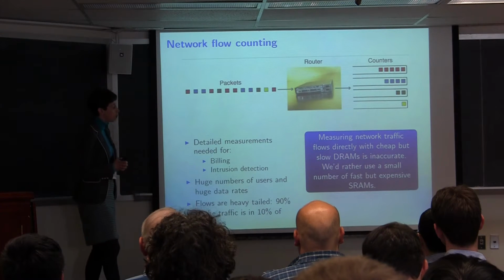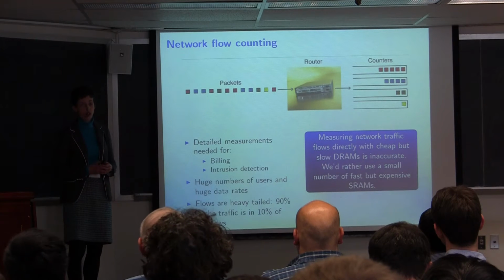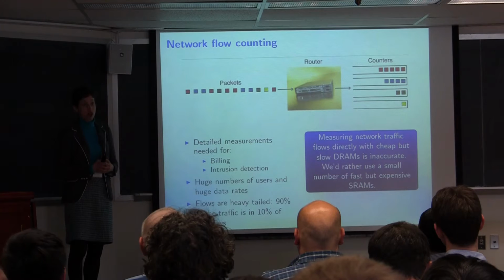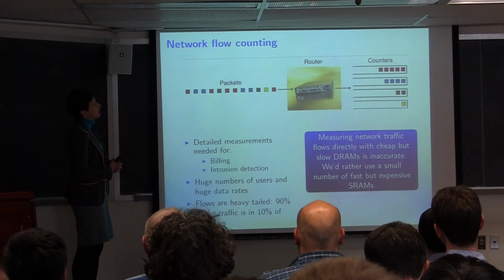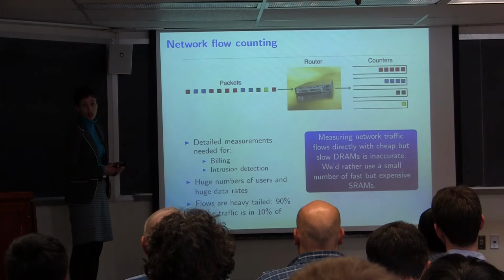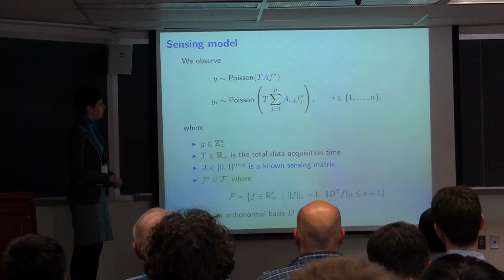So it only uses a small number of these memory chips. And you could imagine trying to do something like this using compressed sensing. But again, because we are counting discrete events, we face the problem of Poisson noise. Okay, so in general, this is the problem setting that we're going to consider.